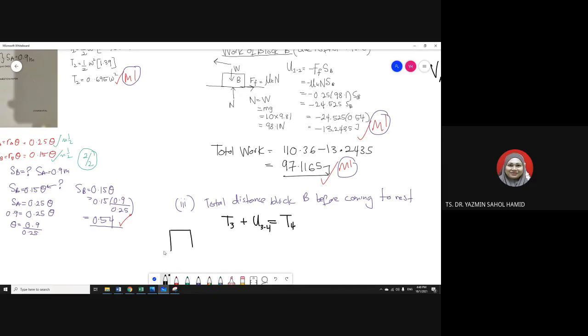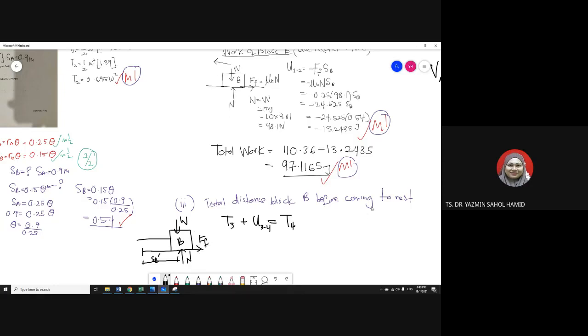But now we're going to focus on block B only. When it comes to the rest, we don't know when it will come to rest. So you need to find SB prime, a new SB. So this is block B. It's the same: it has a normal force, a weight, and then a friction force.